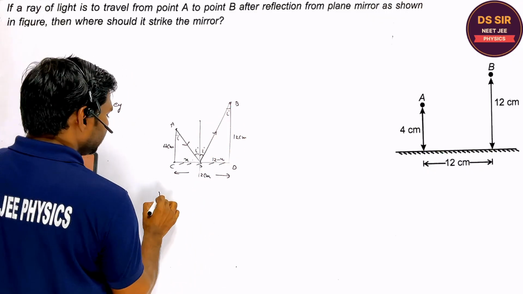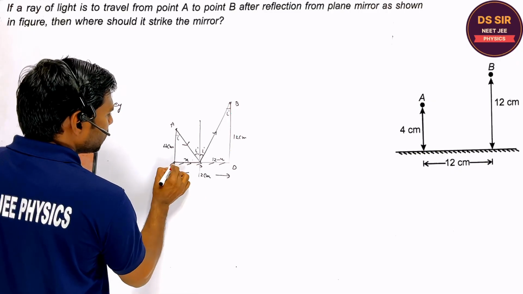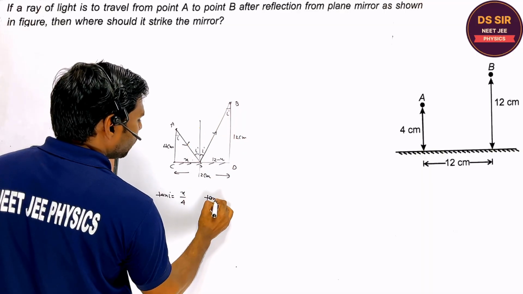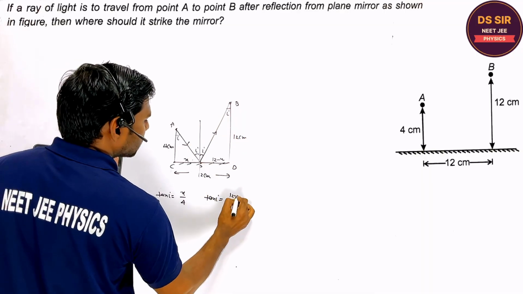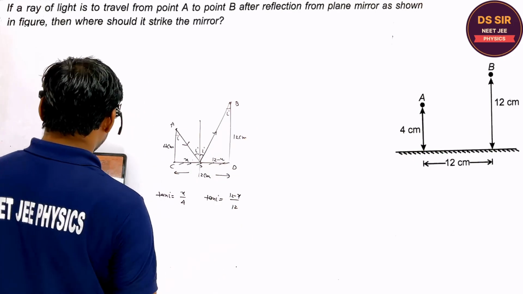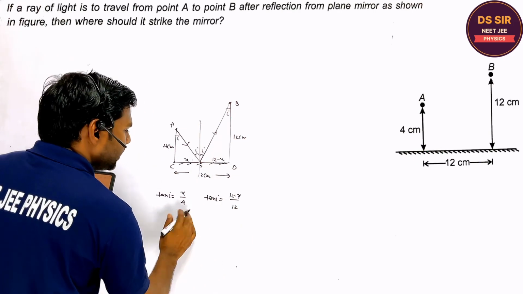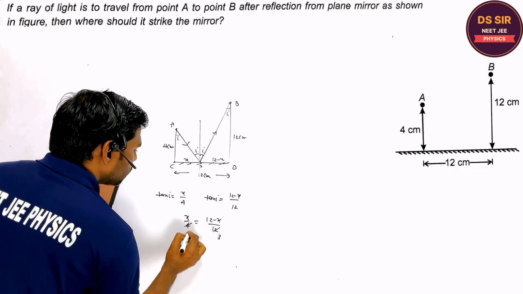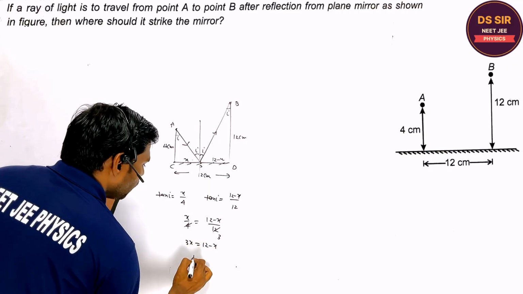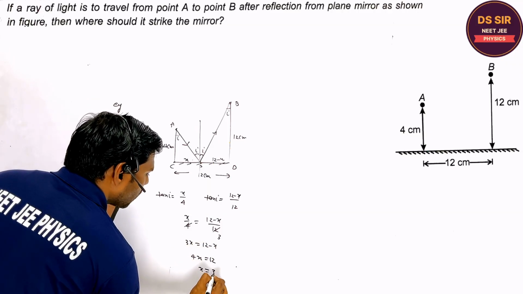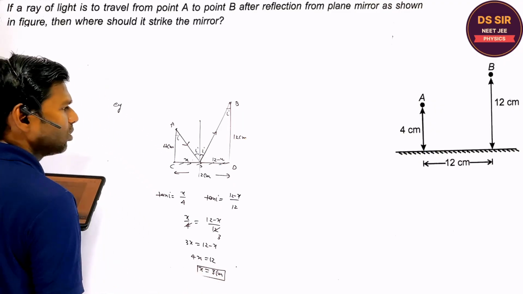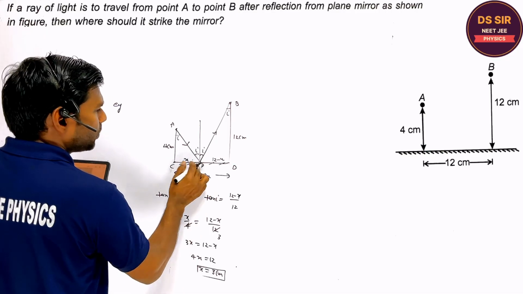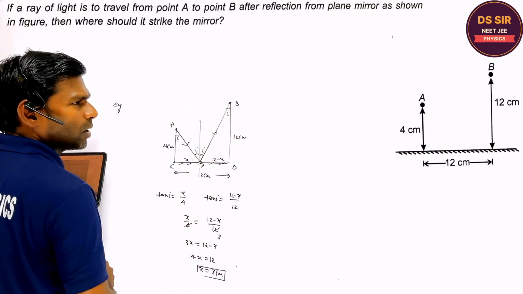Right. In this triangle, tan I is what? Tan I is perpendicular upon base. In this case, tan I is equal to what? Perpendicular upon base. Is it clear or not, you tell? So tan I, both are equal. X by 4 is equal to 12 minus X upon 12, right? And 3X is equal to 12 minus X, 4X is equal to 12, and X is equal to what? Say 3 centimeter. Is it clear or not? So this distance is 3 centimeter from point C. It should be incident there so that it may meet the point B, right?